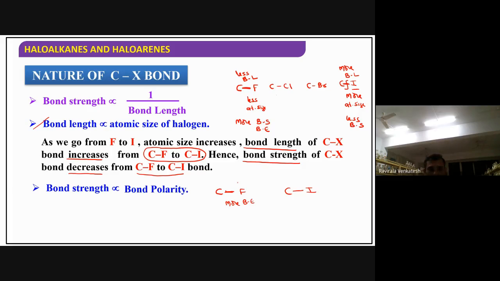What is the meaning of more polarity? Fluorine is more electronegative. When it is more electronegative, we get more negative character. Then the carbon will get more positive character. So the development of more positive and more negative character is because of this bond polarity. In C-I, the bond strength is less, so we are going to get less negative and less positive character.